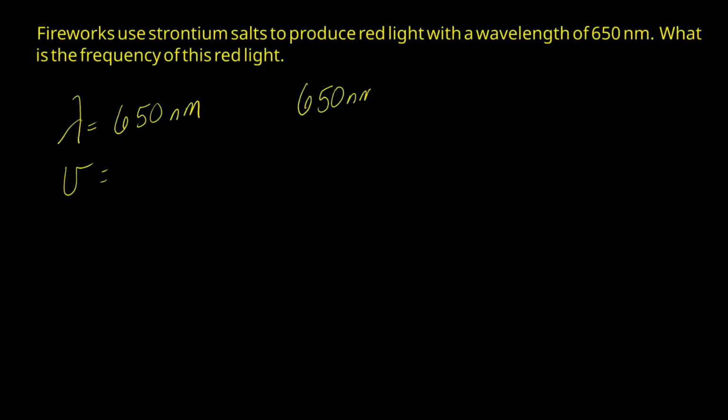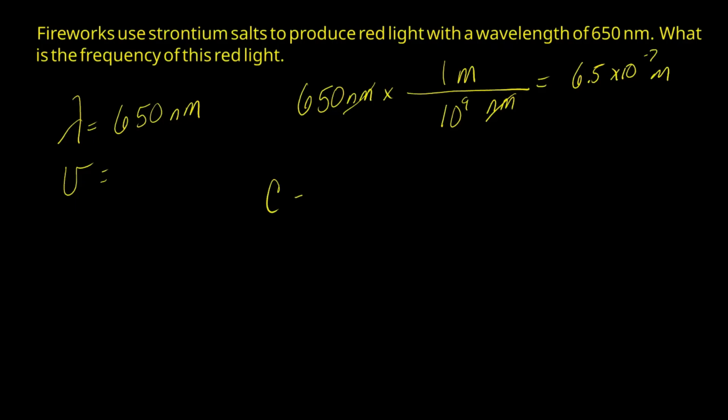650 nanometers. I need nanometers to cancel, so I put nanometers on the bottom, meters on top. I put a 1 with the meter because it's larger, and there's 9 powers of 10 between the two. So that would give me 6.5 times 10 to the negative 7 meters.